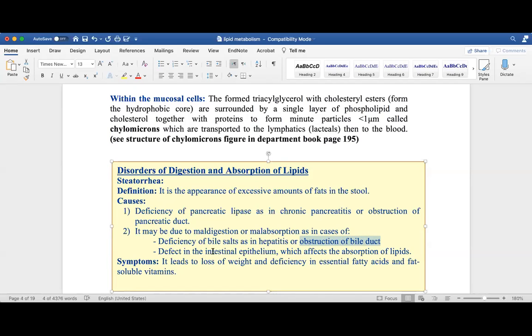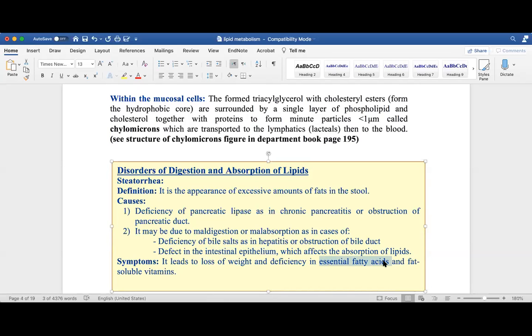A third cause is a disease of the intestinal cells. As I said again, there are cells in the wall of the intestine. There are some diseases in the intestinal cells or the intestinal epithelium. As a result, lipids are not absorbed into the blood. They are digested, but the wall of the intestine cannot absorb lipid from the lumen and translocate it to the blood. The end result will be loss of body weight and deficiency of essential fatty acids. These lead to certain diseases.